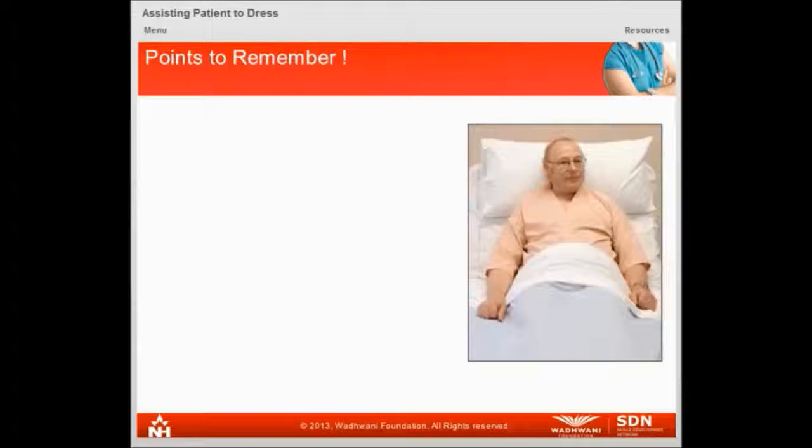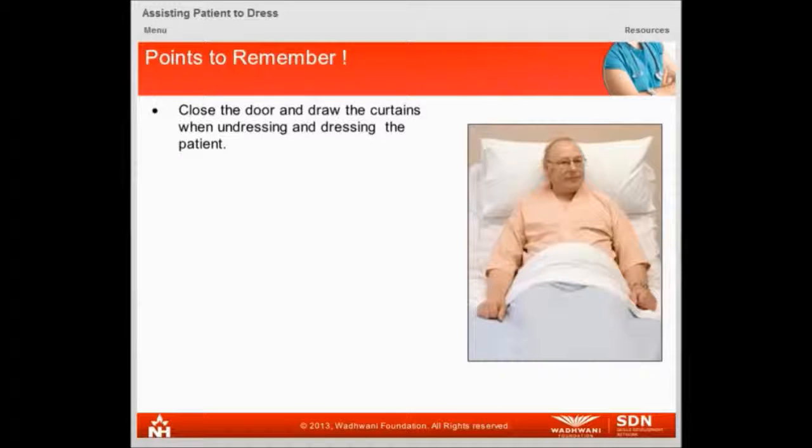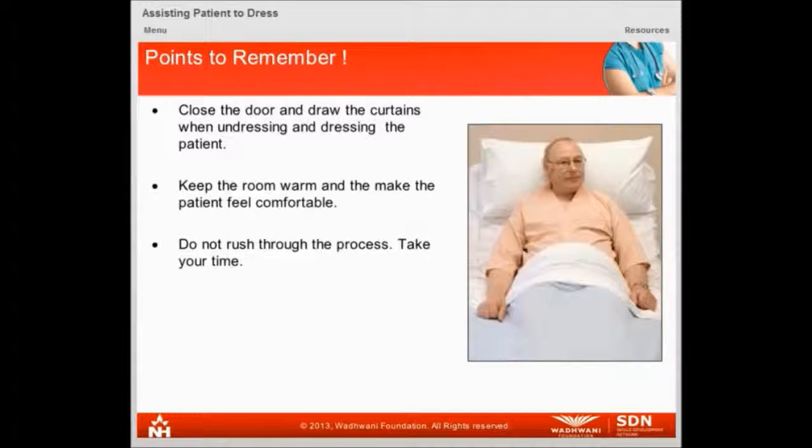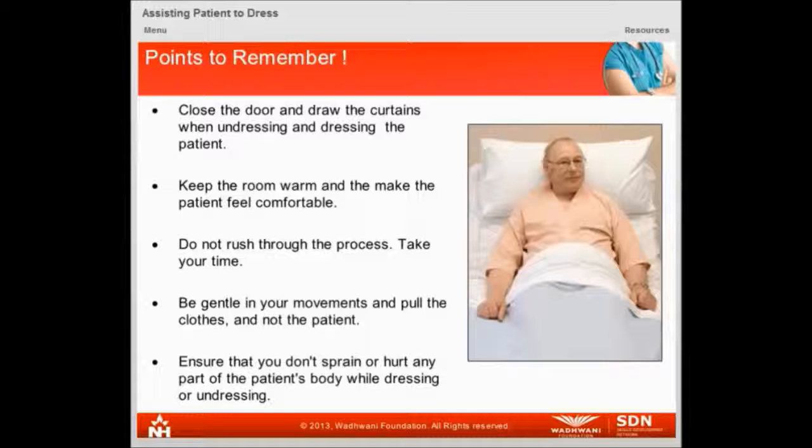Points to remember. Close the door and draw the curtains when undressing and dressing the patient. Keep the room warm and make the patient feel comfortable. Do not rush through the process. Take your time. Be gentle in your movements and pull the clothes and not the patient. Ensure that you don't sprain or hurt any part of the patient's body while dressing or undressing.